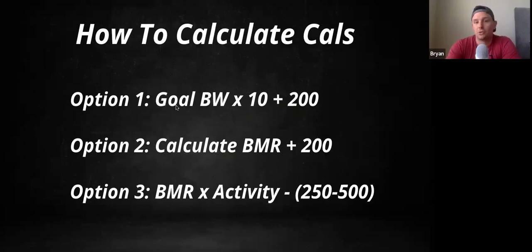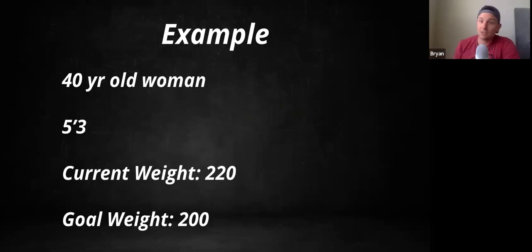So we got that goal body weight times 10 plus 200 for the range. Option number two is calculating your basal metabolic rate and then giving yourself a 200 calorie range. And option number three is taking that basal metabolic rate, multiplying it by an activity factor, and then taking away 500 to 250 calories. So let's run through them all with this example.